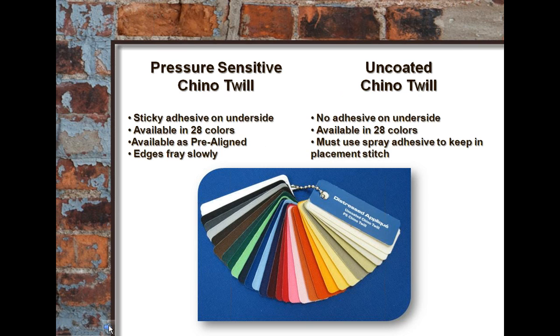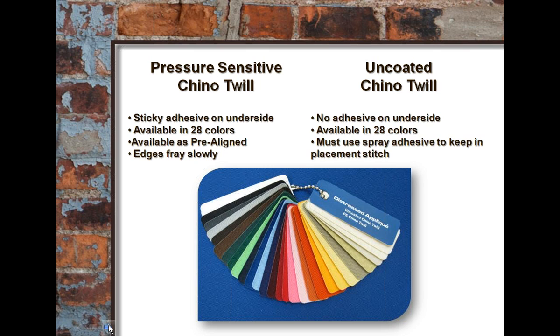First, we have the pressure-sensitive chino twill and the uncoated chino twill. The difference between those two is that pressure-sensitive has a sticky adhesive on the underside, where uncoated chino twill does not. You will see that the uncoated chino twill, after it's been cut and washed, will tend to fray and curl a lot more than the pressure-sensitive chino twill. But there's a benefit to the pressure sensitive as well, depending on the look, because it's already going to look distressed because of the cut method itself.